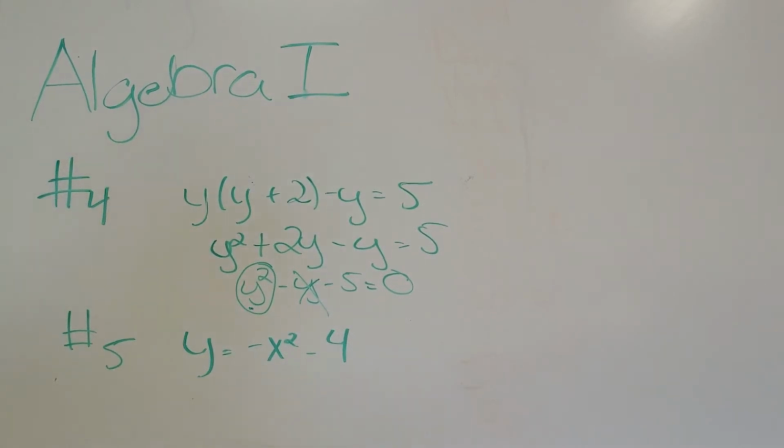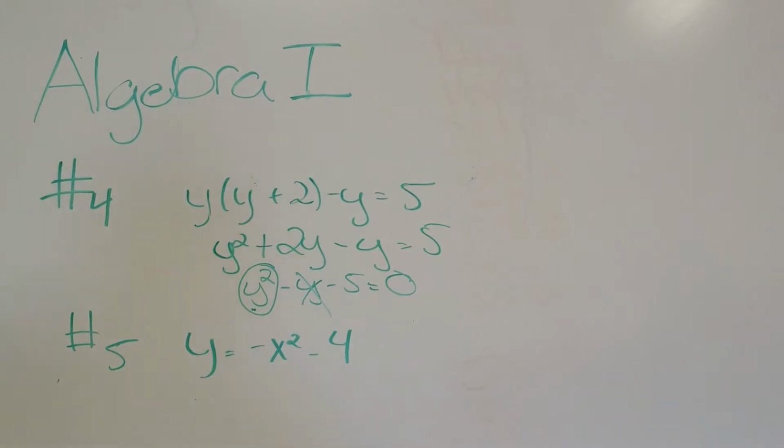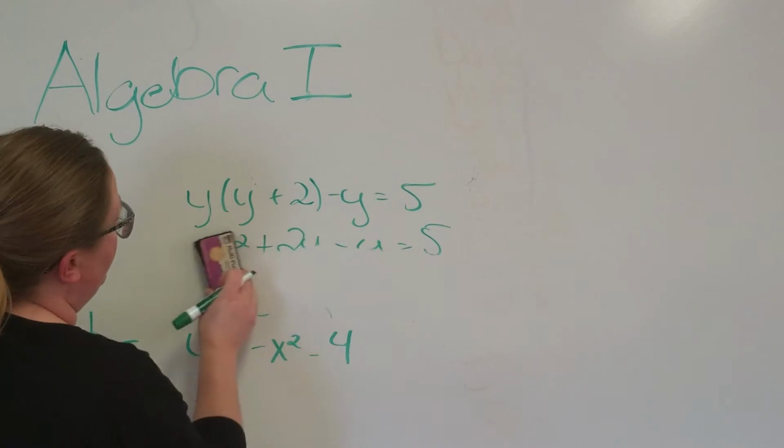Problem number 5, they say, which of the following describes the translation of the graph y equals x squared, which is a quadratic equation, to obtain the graph of y equals negative x squared minus 4, okay? So number 1, this is a parabola, or parabola.